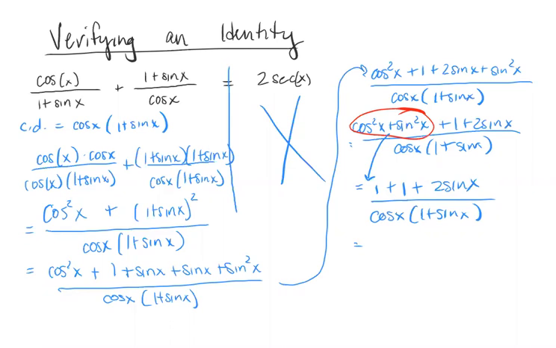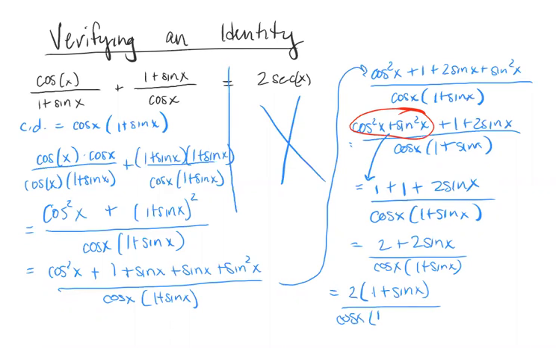Now, this is 2 plus 2 sine x over cosine x times 1 plus sine x. Rewrite again. I'm going to pull this 2 out on top. So I have 2 times 1 plus sine x over cosine x times 1 plus sine x. Now I can cancel these. I get 2 over cosine x, which is equal to 2 times secant of x, and I'm done.